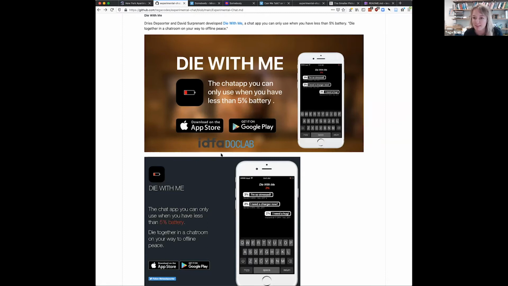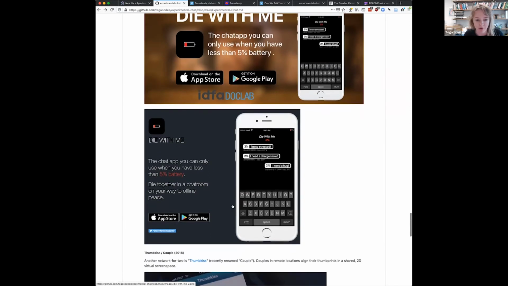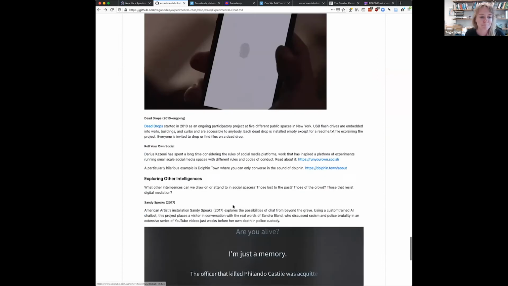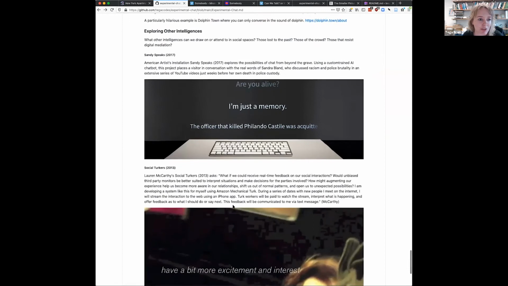But I think the energy consumption of a lot of these apps is something that we overlook. Digital technologies still carry this promise of no limits and not being bound to material conditions. And I think Die With Me very effectively reminds us that these things are pretty fragile and contingent on an energy regime that we often take for granted. So many more. Okay, I'm just going to skip over a few of these. You can look at them in your own time.